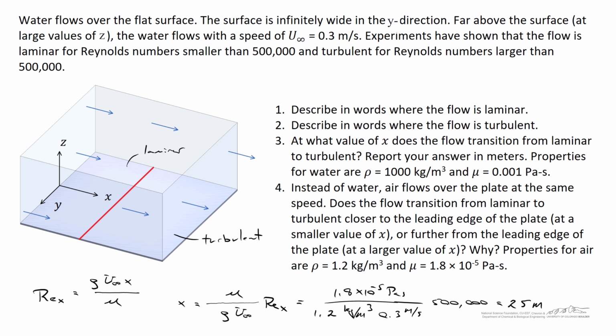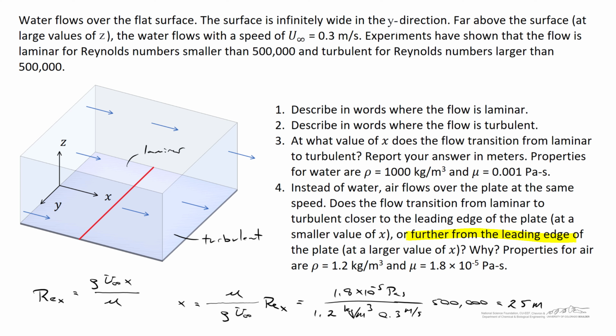Recall for water we had a value of x that was equal to 1.7, and now we're at 25 meters. So in this case, when we switch out water with air, we'll find that the transition from laminar to turbulent flow occurs further from the leading edge, much further in fact, 25 meters versus 1.7 meters.